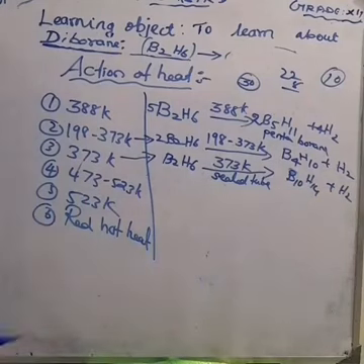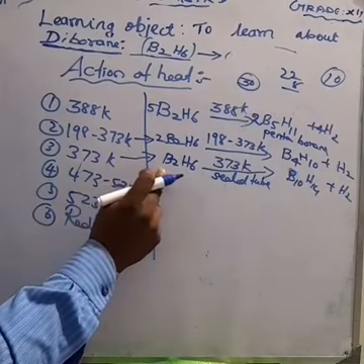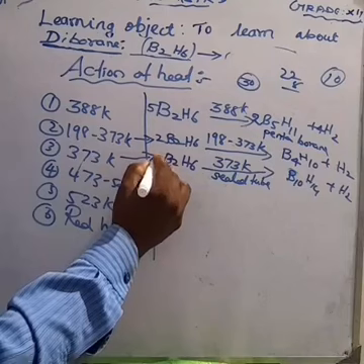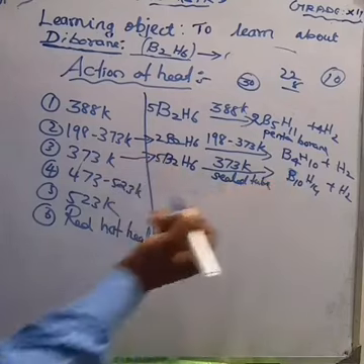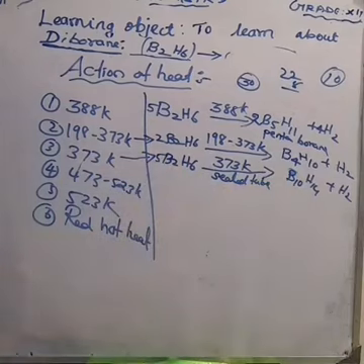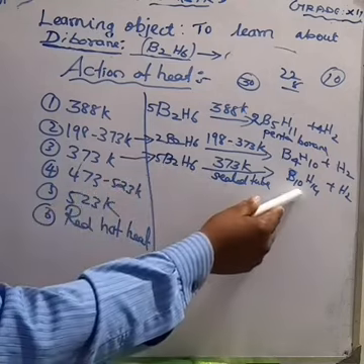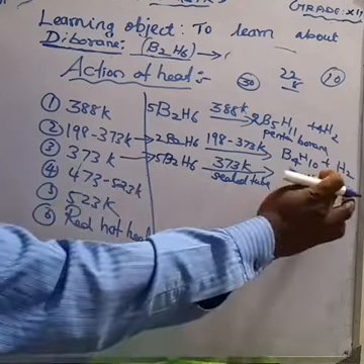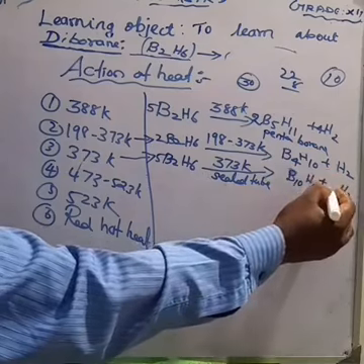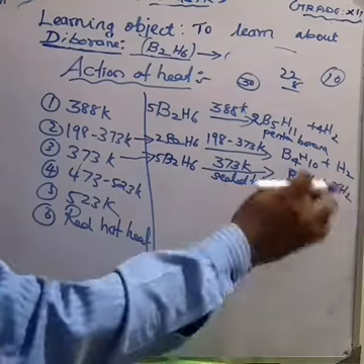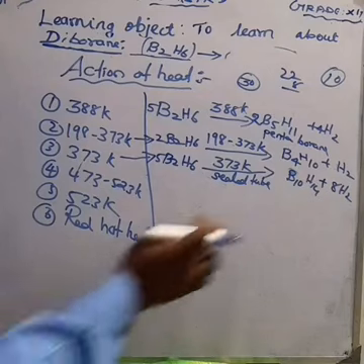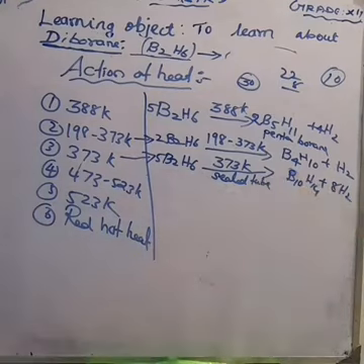How can you balance the reaction? The product side has 10 boron. Come to the reactant side, if you multiply by 5, 5 into 2 is equal to 10. Then boron is balanced. What about the hydrogen? Here we have 30 hydrogen. What about here? 14. If you make it 8 here, 8 into 2 is equal to 16. 16 plus 14 is equal to 30. So the hydrogen is also balanced.